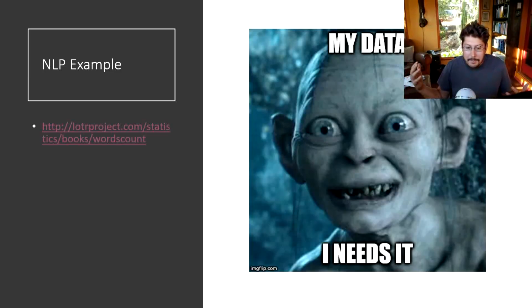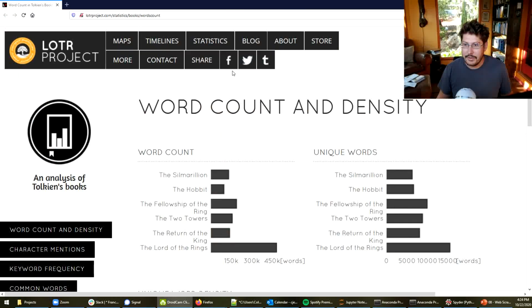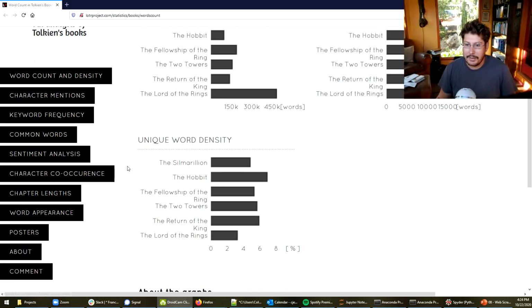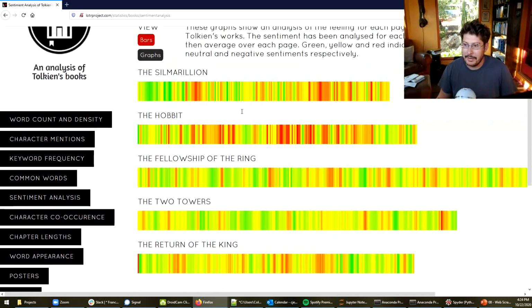So what does this mean? Oh my God, right? There's so much there. You can go scrape all sorts of things. I'm just going to show you one example here, which is this Lord of the Rings project. Somebody has gone through and grabbed the text of all the Lord of the Rings, and they've made these really nice plots. They're doing some natural language processing on this, and you can see every individual chapter, whether it's positive or negative sentiment analysis in all the books.